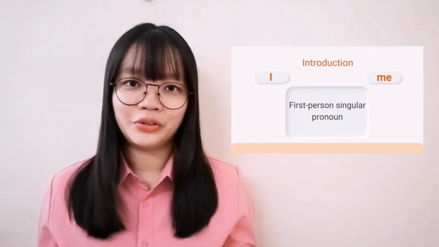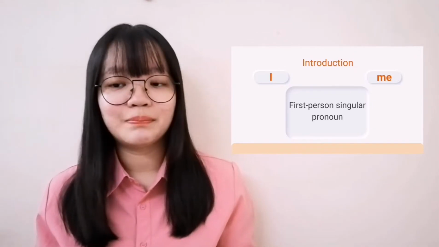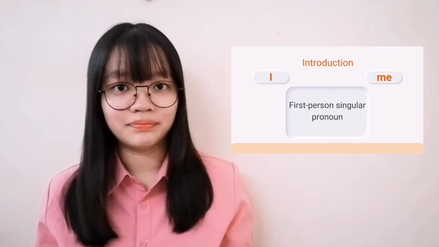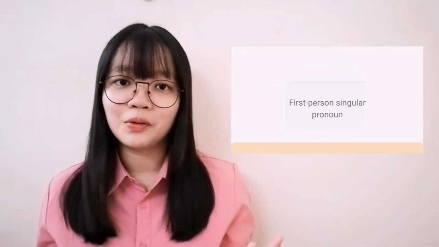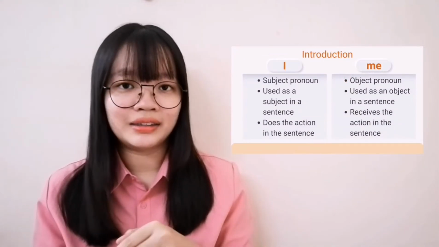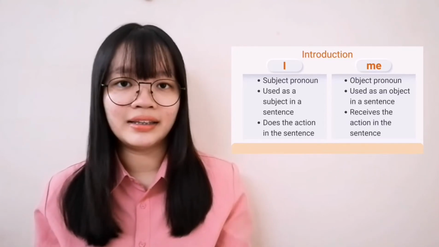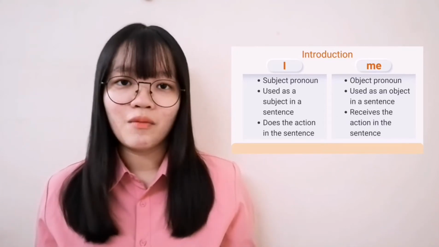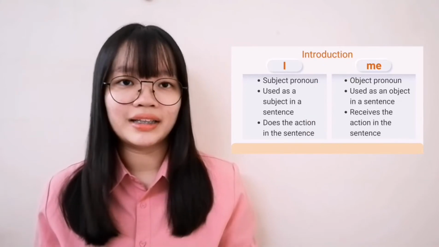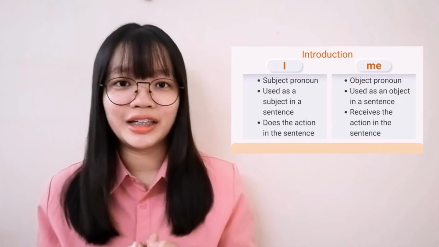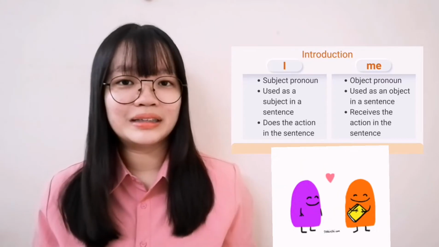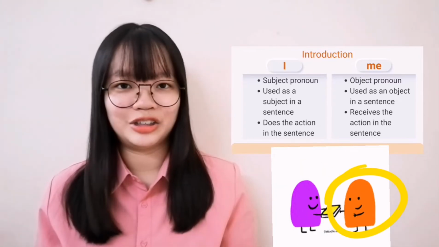First of all, to introduce, both I and me are the first person singular pronouns. A pronoun usually takes the place of a noun. Then where are the differences between I and me? I is a subject pronoun, which means it is used as a subject in a sentence and it does the action in the sentence. Whereas me is an object pronoun, which means it is used as an object in a sentence and it receives the action in the sentence. I is the one that does the action, whereas me is the one that receives the action.